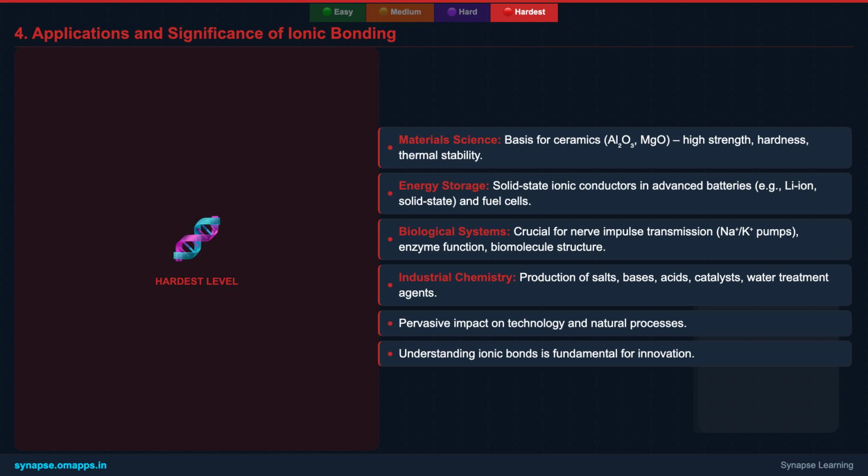and fuel cells. In biology, ionic interactions are fundamental to life itself, driving nerve impulses, enabling enzyme function, and maintaining the structural integrity of biomolecules. Industrially, countless ionic compounds are synthesized and utilized daily, from basic salts and alkalis to complex catalysts, demonstrating the pervasive and profound impact of this fundamental chemical bond on our world.